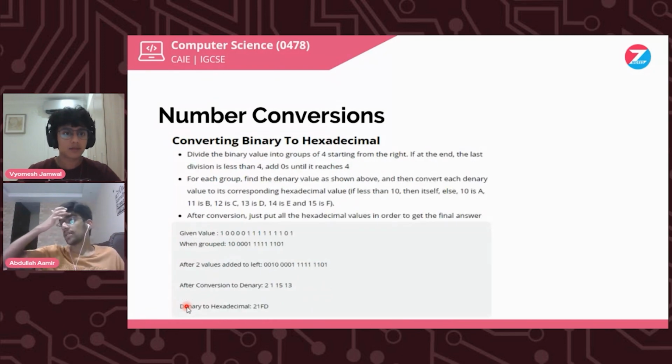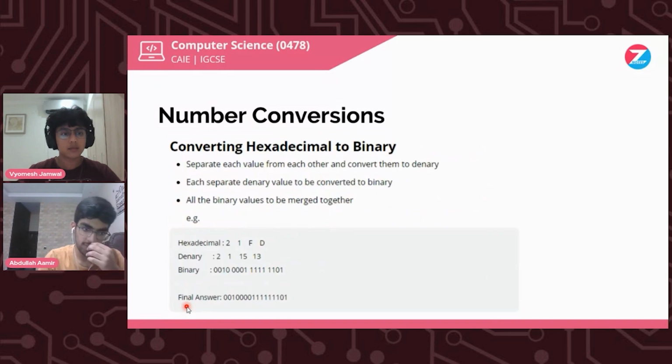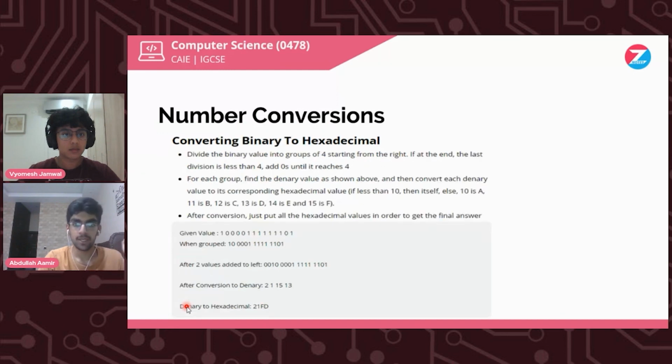Now going to the binary to hexadecimal part, this gets even more confusing. We're using the same old value, 21FD, but we're converting it back for a better example. So this is our given value.